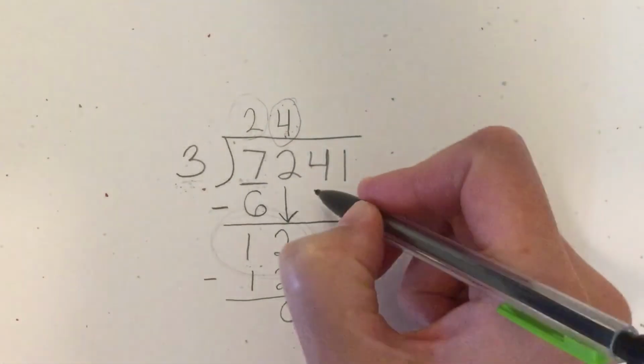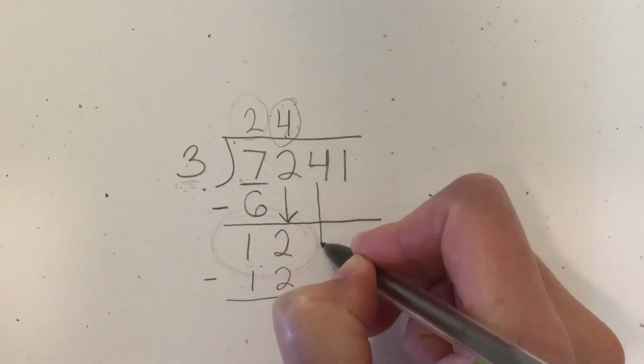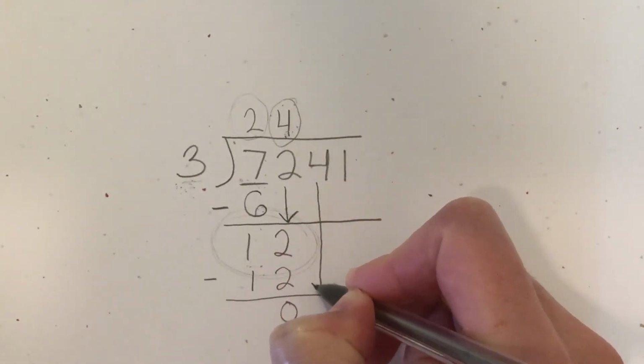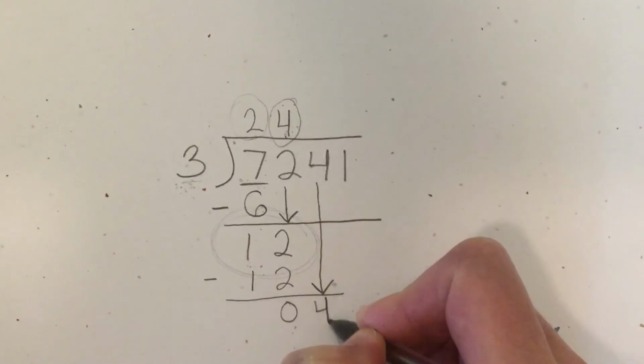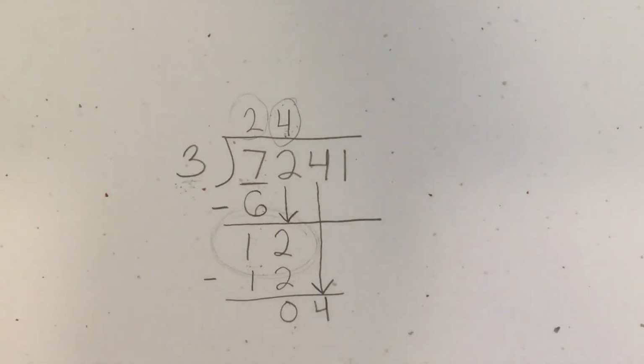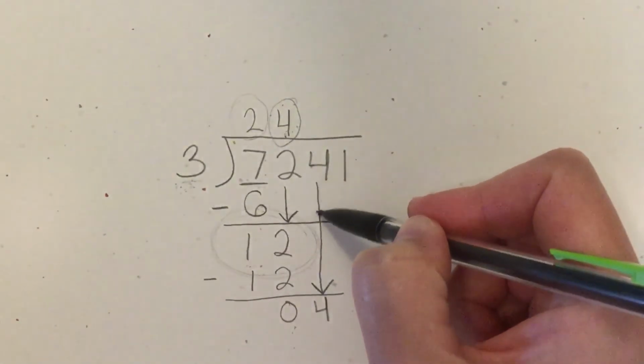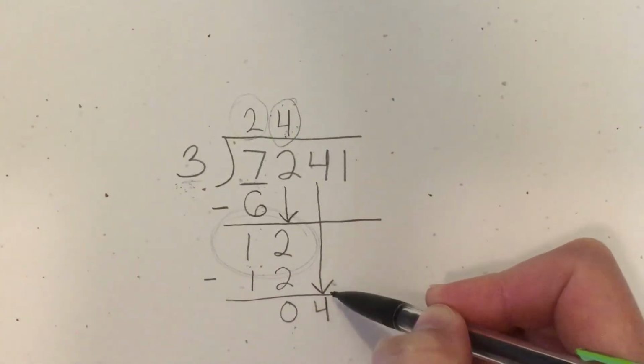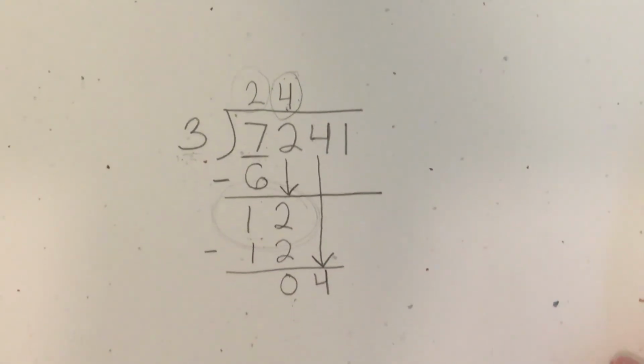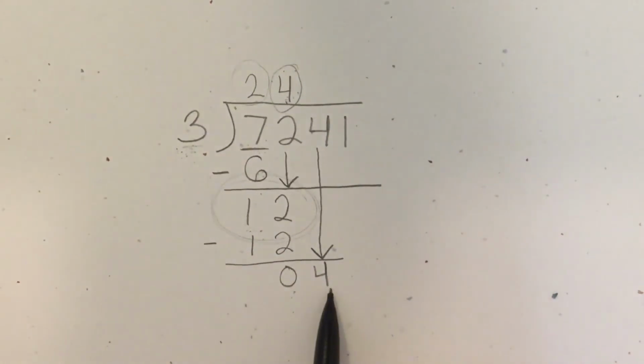Okay, poor brother, here he is at the end again. But look, he gets to go all the way down to that line. So remember, when you are bringing down numbers, when you're doing brother bring down, it goes all the way down until it bumps on that bottom subtraction line. Okay, so now we have a 4 here.